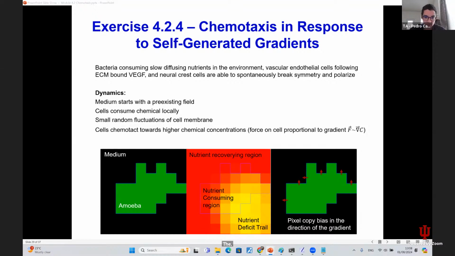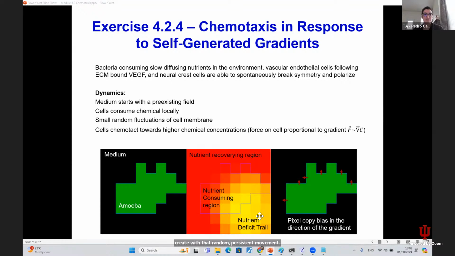So our amoeba here is consuming nutrient, which is in the medium. And as it displaces, it leaves a nutrient deficit trail behind it. And because it's always moving up gradient, it tends to avoid the path that it once crossed. So it's a cell that avoids its previous positions. And we can create with that random persistent movement.